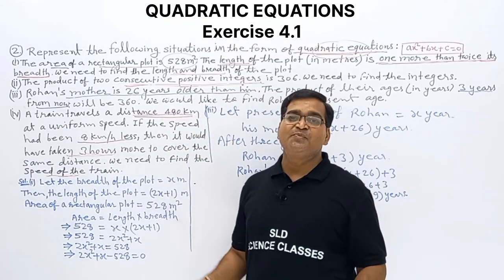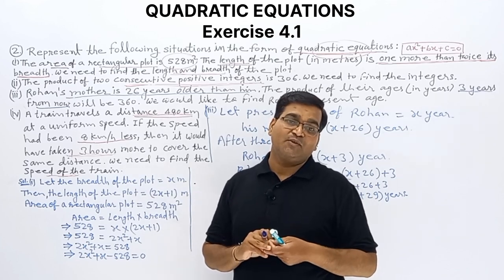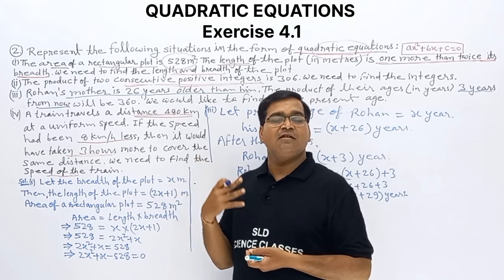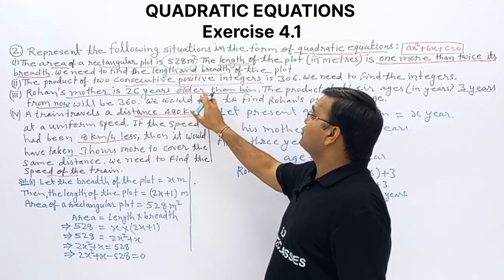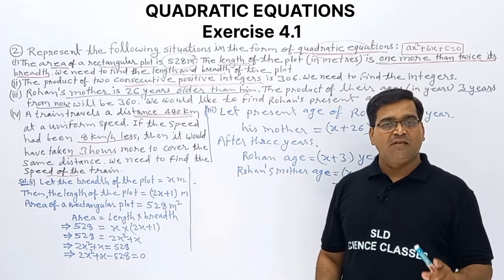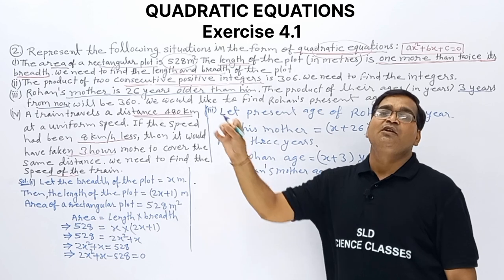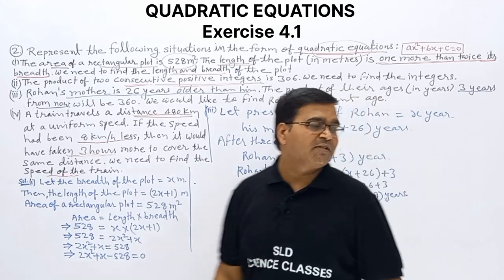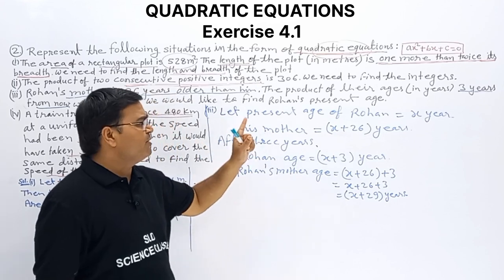Observe carefully again. Not a hard question, we have simple situations. Once we understand the situation, whatever the question is saying, observe that, implement, write and try to solve. Clear? Rohan's mother is 26 years older than him. It means whatever age Rohan has, his mother will be Rohan's age plus 26. We don't know the age of Rohan, so we are assuming. Let the present age of Rohan be x years, his mother will be, no doubt, x plus 26.